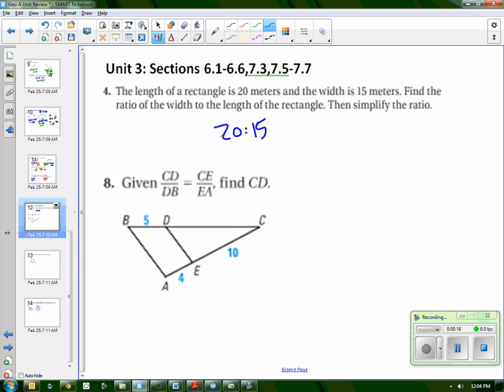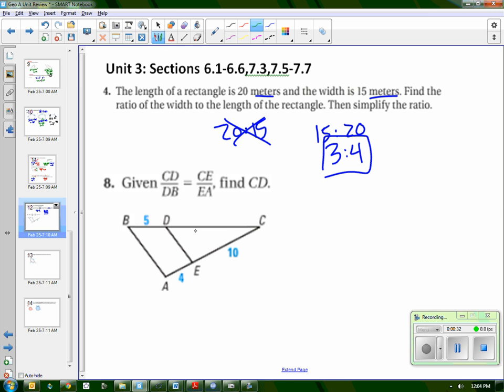The width is, wait a second, the width is 15, the length is 20, so flip that, and then we're going to reduce it, 3 to 4. Ratios don't have units, so you don't need to worry about the meters. As long as they're both the same, you can cancel them out. So the ratio would be 3 to 4.